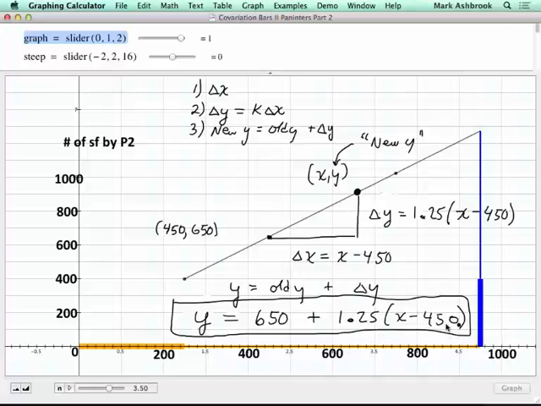We start with a change in x, starting from 450. The change in x to any other point is x minus 450. The corresponding change in y is 1.25 times the change in x. There's the change in y. To get the new value of y of our point, add the old y plus the change in y. So this is called the point slope form.